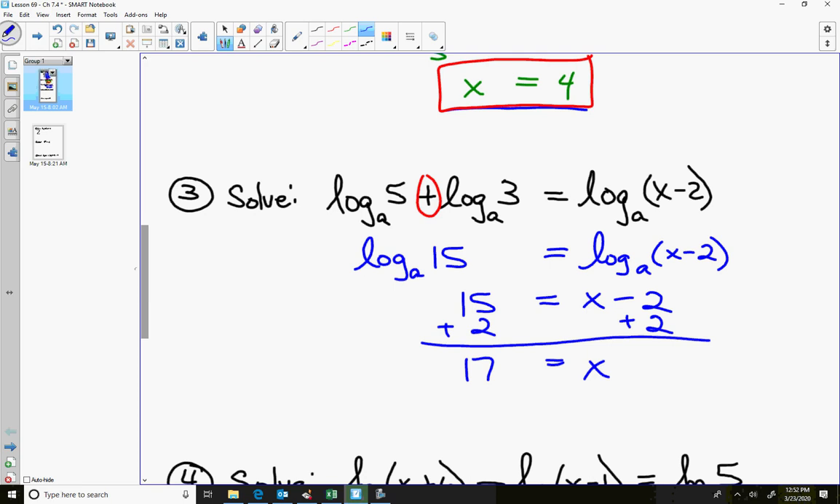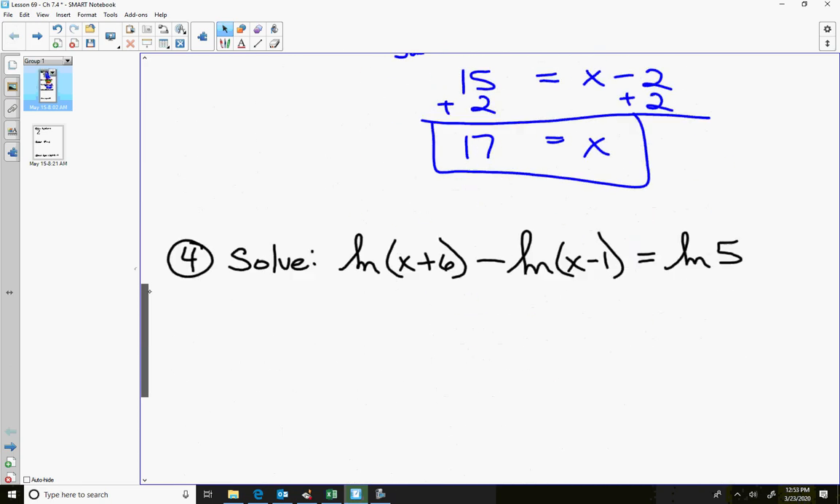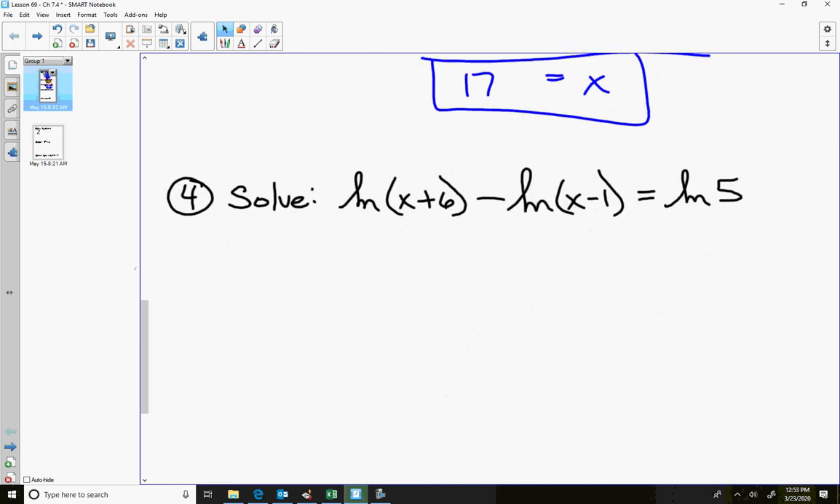Again, when you're solving logarithmic equations, you must check to make sure your answers are acceptable. X equals 17, doesn't matter whether x is positive or negative. The argument must be positive. So when I come over here to x minus 2, 17 minus 2 is 15, it's positive, it is acceptable. Number 4.